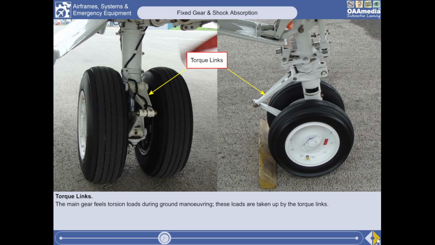The smaller the radius of the turn, the greater will be the load felt by the torque links. So all turns should be made as wide as operationally possible.